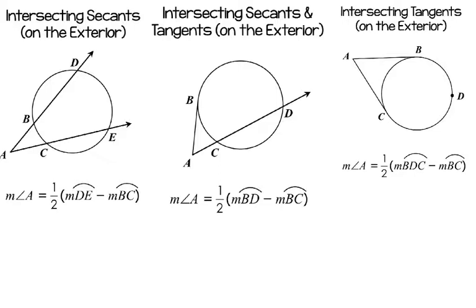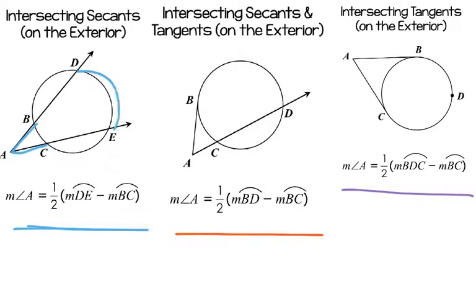I did. So this is if you have intersecting secants and they're on the exterior. You're going to use this formula right here. The next one is if you have a secant and a tangent meeting together, you're going to use this formula. And then the last one looks like a duck, so it's like two tangents together, you're going to use this formula.